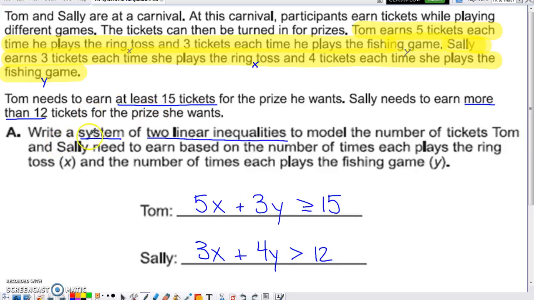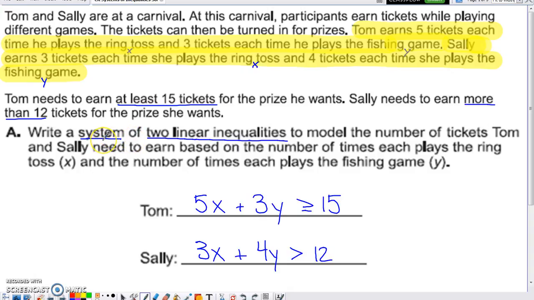Part A asks us to write a system of 2 linear inequalities. So I read that phrase right there and I realized I needed 2 of something. So we know in these constructed response questions they're worth 4 points. If one of those pieces of a problem asks you to do 2 things, that piece is going to be worth 2 points. So you definitely better be writing 2 linear inequalities, and system is just more than 1, right?